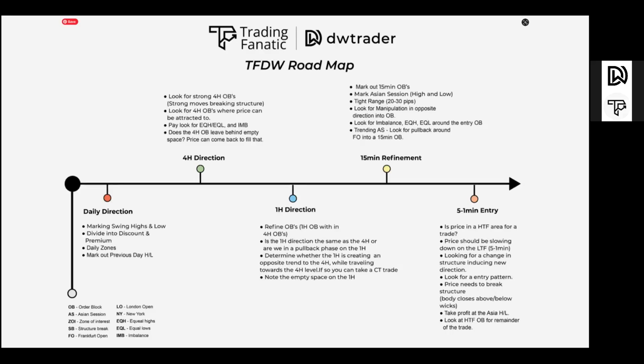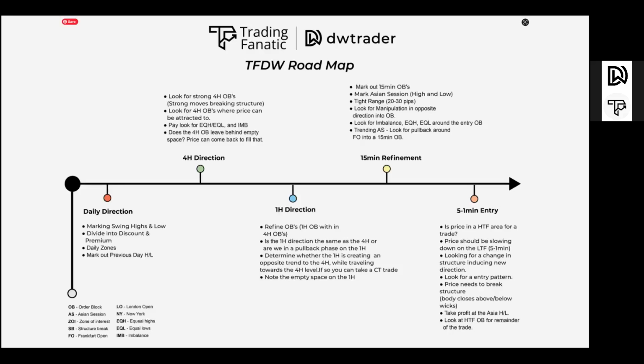And I'll take profit. We are still working on this, but as a preliminary concept, I'll take profit at the Asian high and low. First take profit, secure partials, take 80% off the table, 50%, and then the remaining at the higher time frame order block for the remainder of the trade.